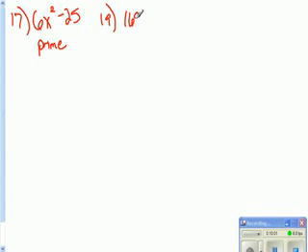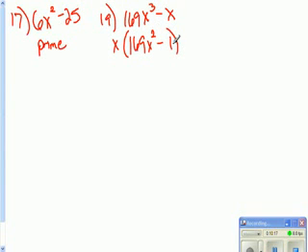Number 19. We have 169x to the third minus x. My advice would be take an x out because they both have an x, so I can factor that out first. And I would have 169x squared minus 1, because x divided by x is 1. These are still something squared minus something squared, because 1 squared is 1. So I can still take a square root and say that that's 13x, because 13 times 13 is 169, minus 1 times 13x plus 1.